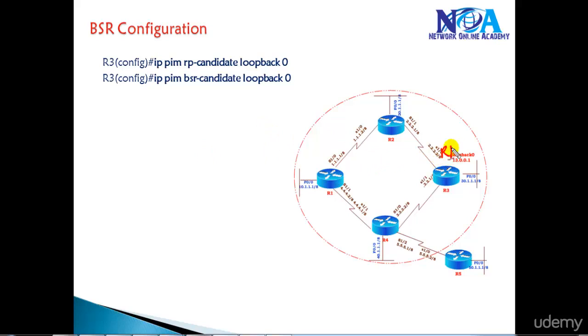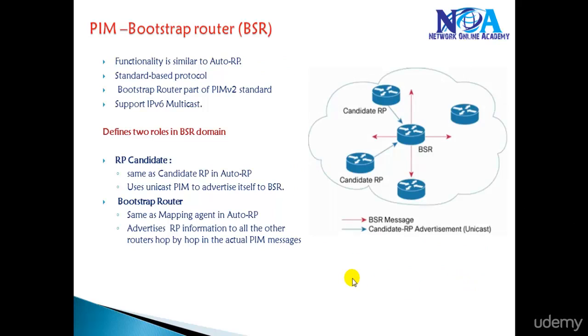Whatever router we decide as an RP, we go to that router and configure ip pim rp-candidate with the loopback 0 interface. Then you can make the same router a mapping agent, or BSR, which we call the Bootstrap router, or you can make any other router the Bootstrap router. In my scenario, I'm going to make router 3 both the RP and the Bootstrap router. Once we configure this, all the routers are going to learn about the RP information, which is advertised by the Bootstrap router in the actual PIM messages.